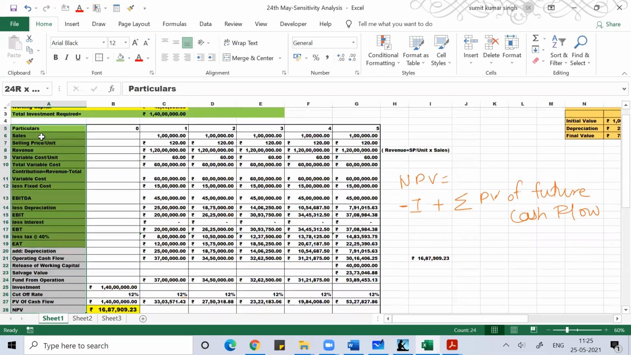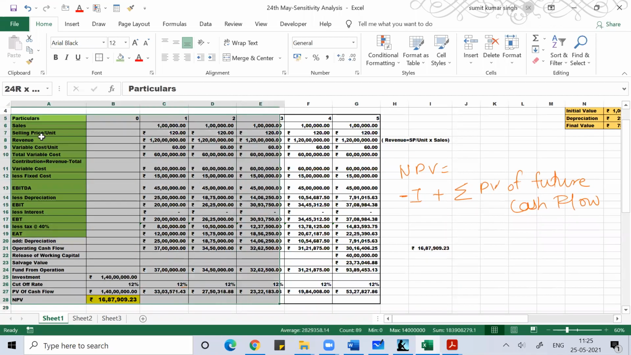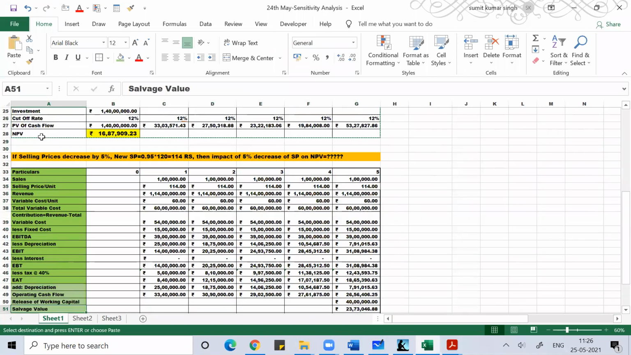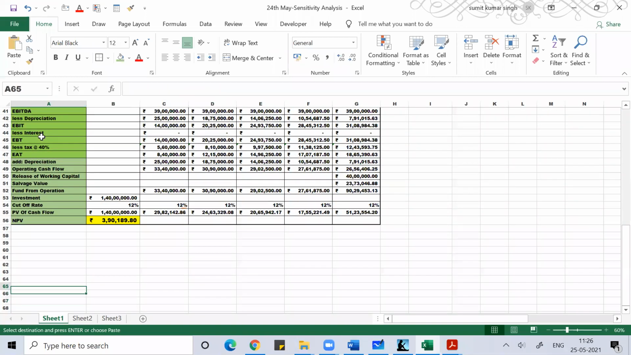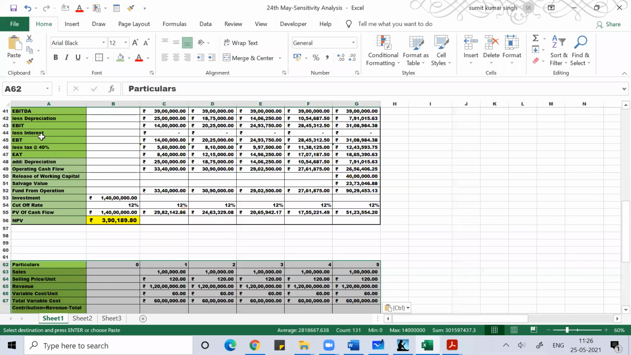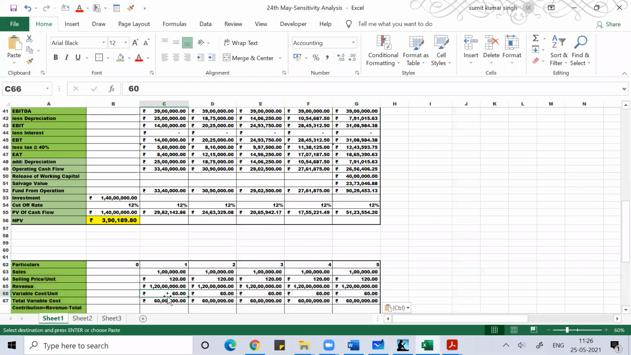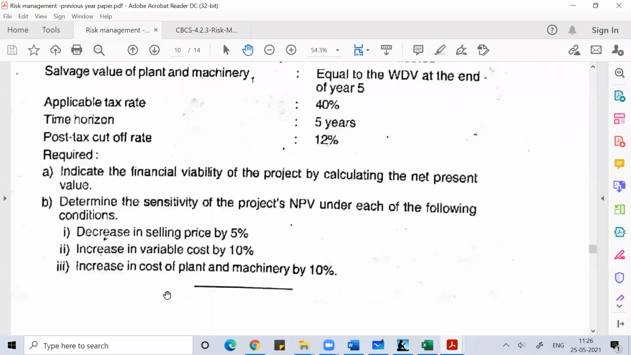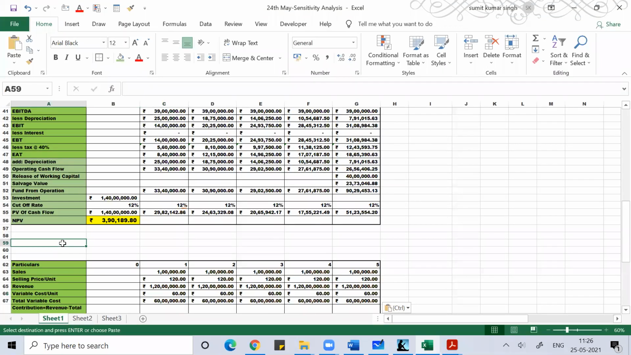Copy this. So, increase in variable cost. I just copy this again. So now what I'm doing is increasing the variable cost by 10%. Here the same thing, increase in variable cost by 10%.